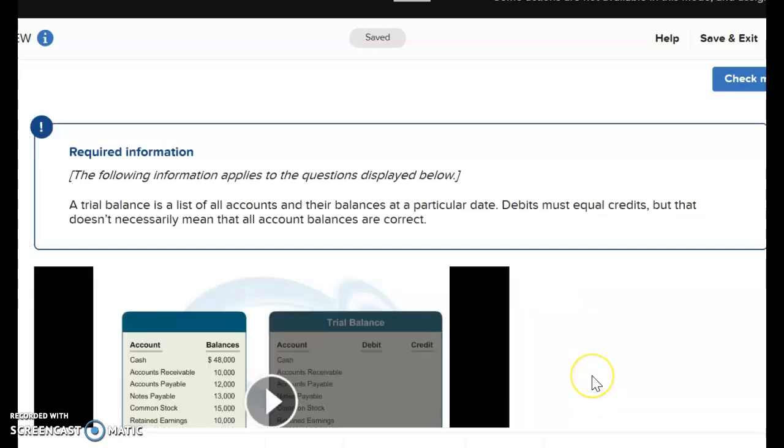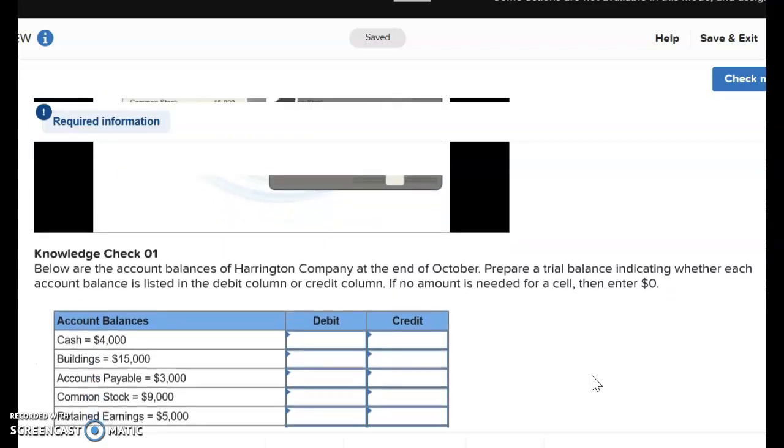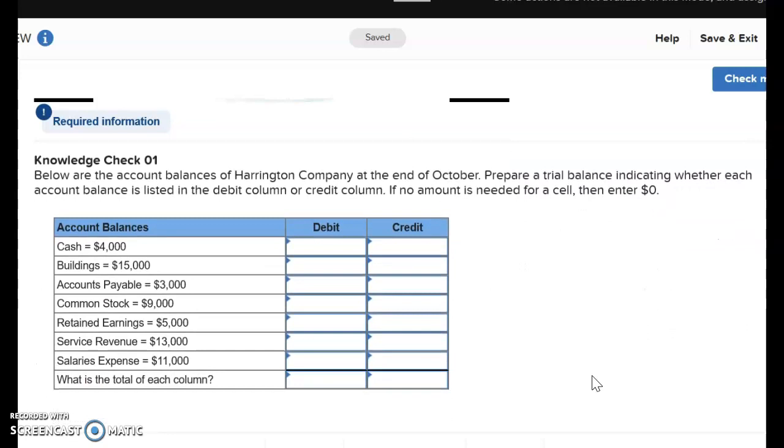Number 24. A trial balance is a list of all accounts and their balances. Debits must equal credits. And here is your knowledge check. Below are the account balances of Harrington Company at the end of October. Prepare a trial balance indicating whether each account balance is listed in the debit column or the credit column. If no amount is needed for a sale, then enter 0. So they've got your accounts listed and they're telling you the balances. You just need to place those balances in the correct column. And then, of course, total them up.